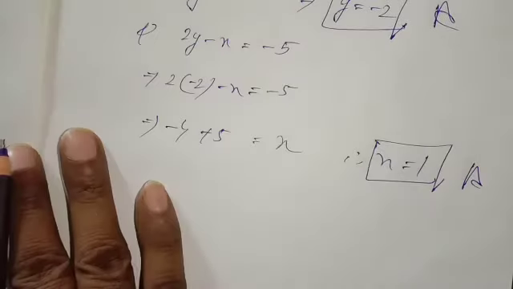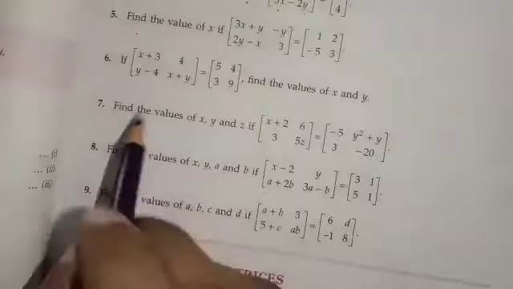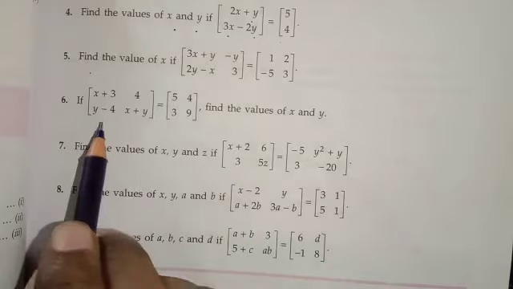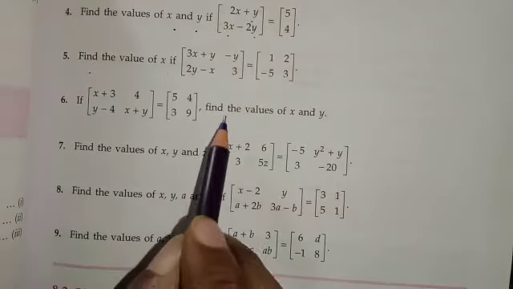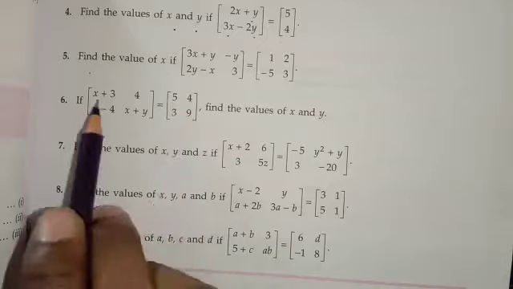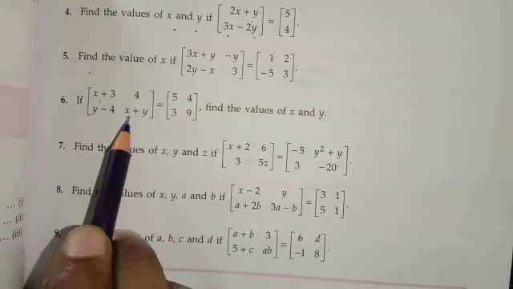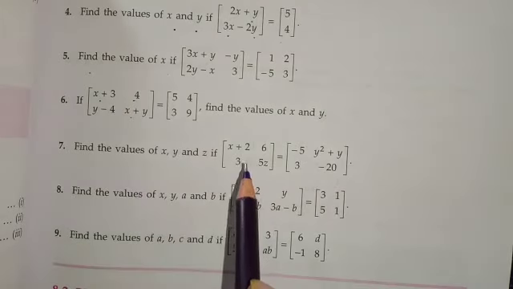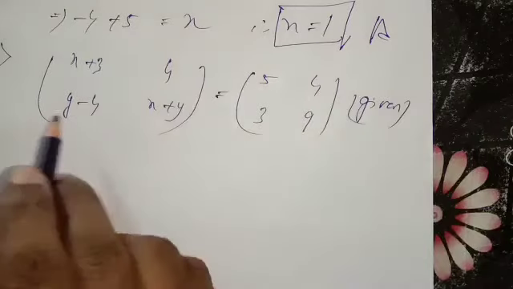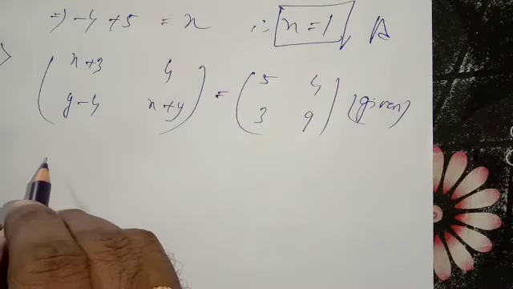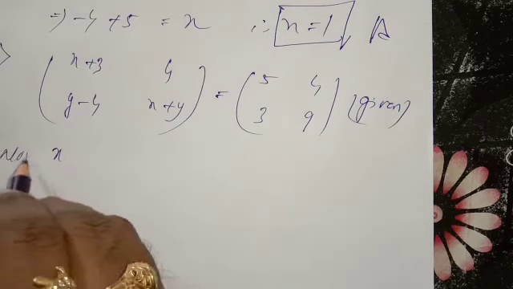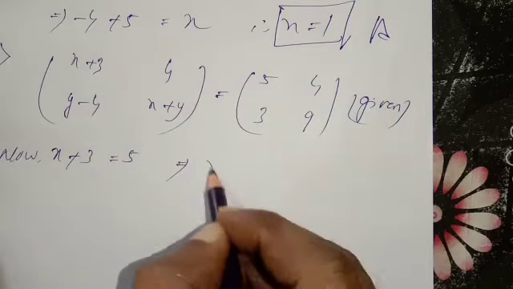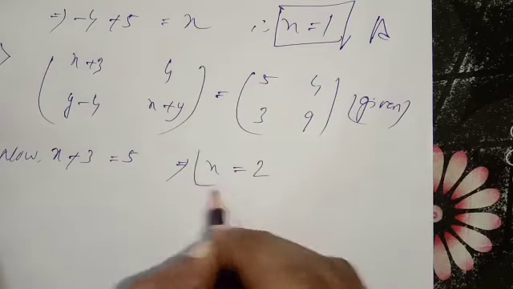Let us go to question number 6. Same process. What is given? Find the values of x and y. Comparing both sides, x plus 3 is equal to 5 and y minus 4 is equal to 3. Just see how to solve question number 6. First, what is given in this question? Comparing both sides, we will get x plus 3 is equal to 5. So this implies x will be how much? 5 minus 3, that means 2, x equal to 2.